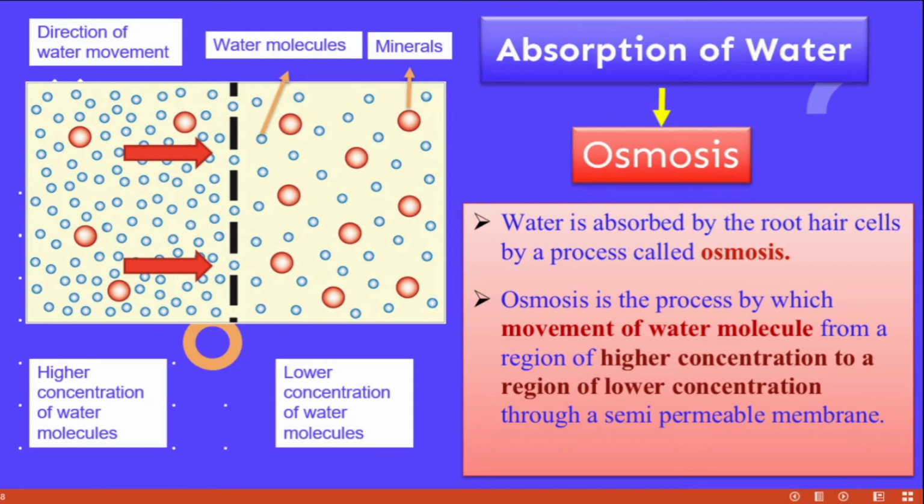Usually the concentration of water molecules is higher in the soil than in the root hairs. Look at this image. See, higher concentration of water molecules, lower concentration of water molecules. This is a semi-permeable plasma membrane. It has tiny pores, and through the pores it allows only selected molecules or selected materials. Through the osmosis process, water molecules enter into the root hairs.